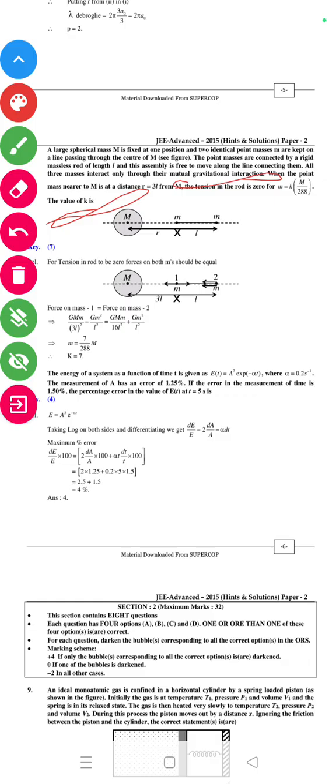दिया हुआ small m, capital M, small m और small m, और दिया हुआ r. For the tension in the rod to be 0, force on the both the m should be equal. तो small m दिया हुआ 3L और L दिया हुआ. Force on the mass m is equal to force on the mass 2. तो g capital M small m by 3L square minus g m square by L square equal to g capital M small m by 15L square plus g m square by L square. तो m is equal to 7 by 288 M, तो k is equal to कितना आ जाएगा 7.